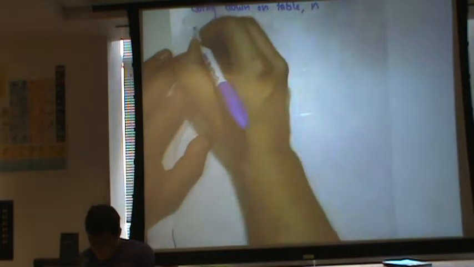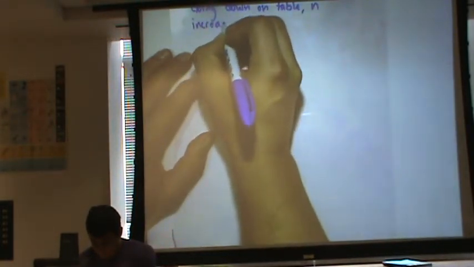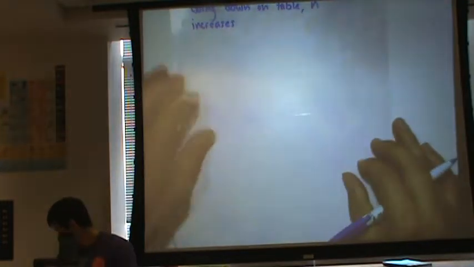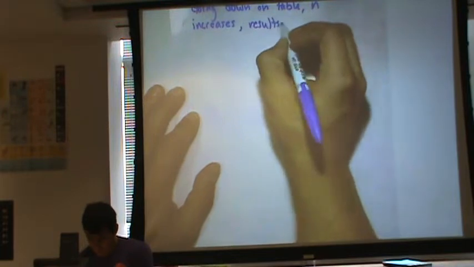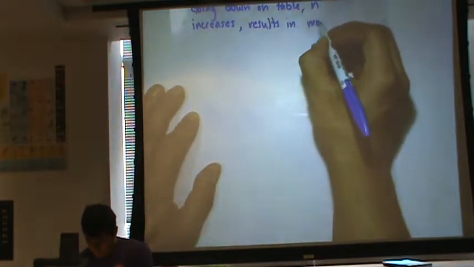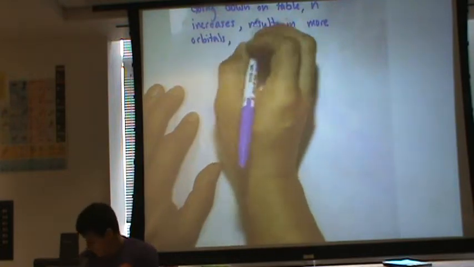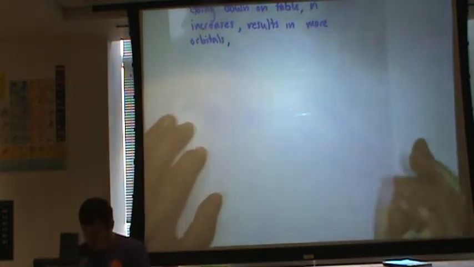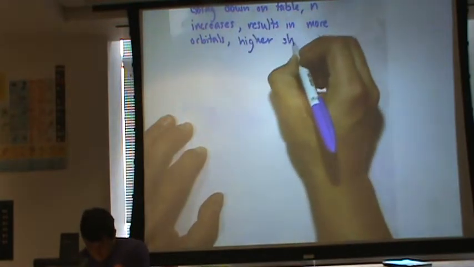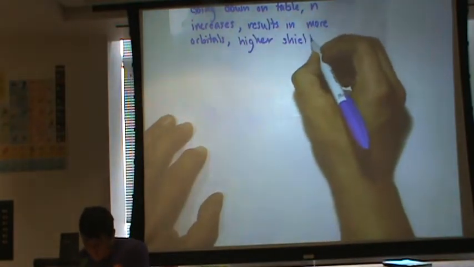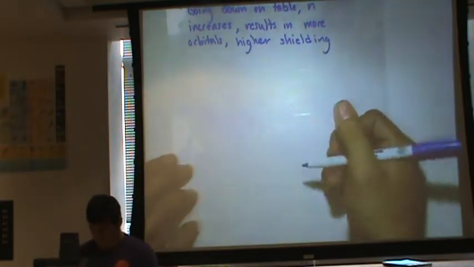As n increases, this is our principal quantum number, and this results in more orbitals, which results in higher shielding. You have more orbitals on the inside that are shielding the valence electrons.